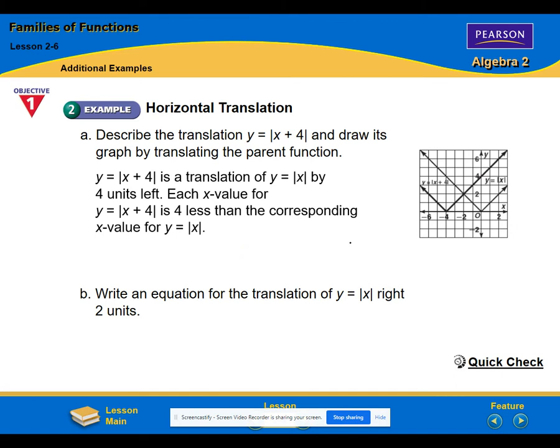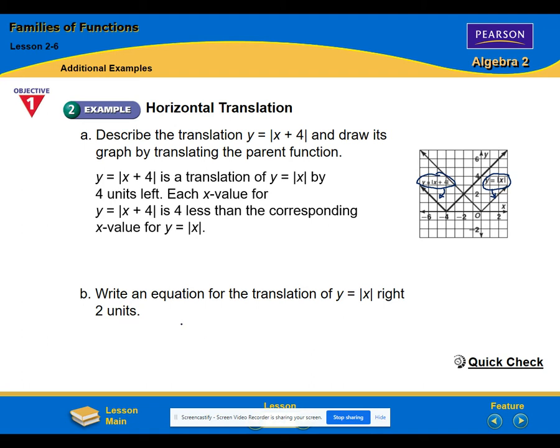And again, you could also pause the video, take out a piece of graph paper, and take a moment and graph this. But here, this again is the parent function, and then this is the translated graph. Notice that it's been translated to the left 4 units. Look at the vertex: 1, 2, 3, 4 units. Every other point would be translated the same way. 1, 2, 3, 4 units is this point right here. So with that in mind, it says write an equation for the translation of y equals the absolute value of x, the parent function, right 2 units.